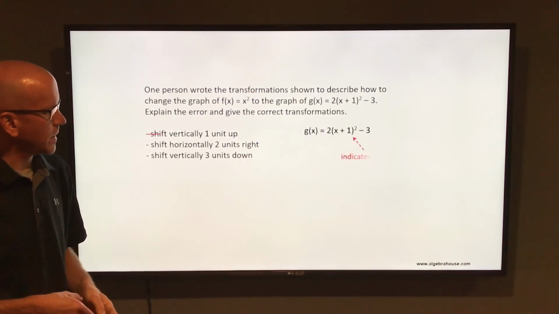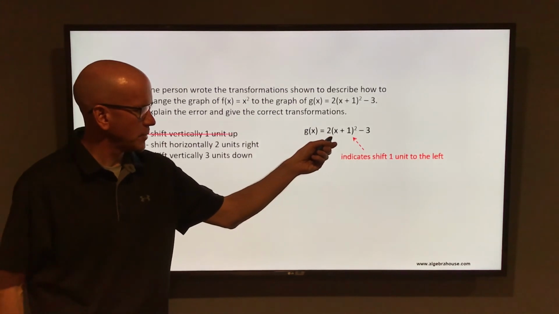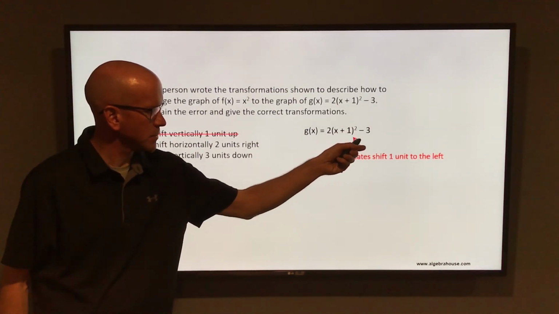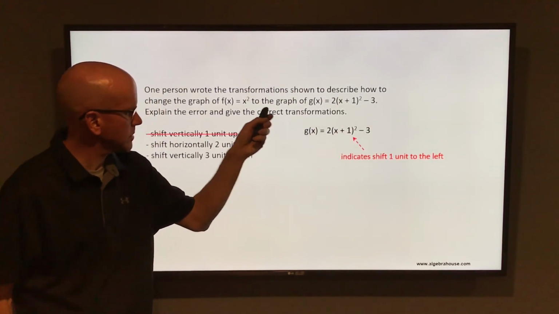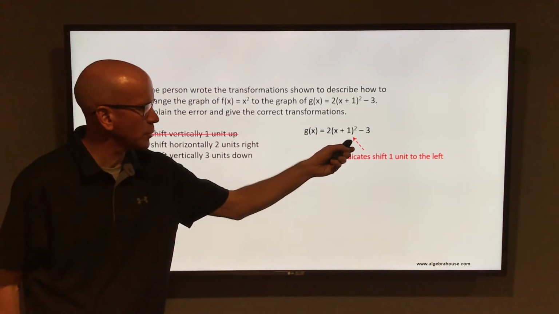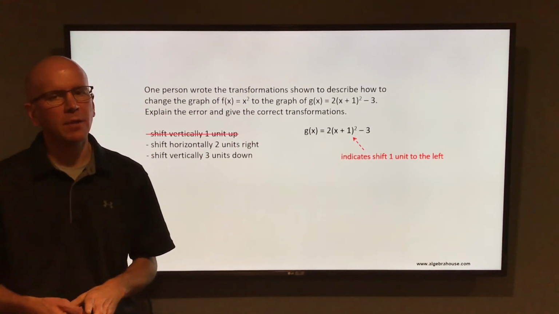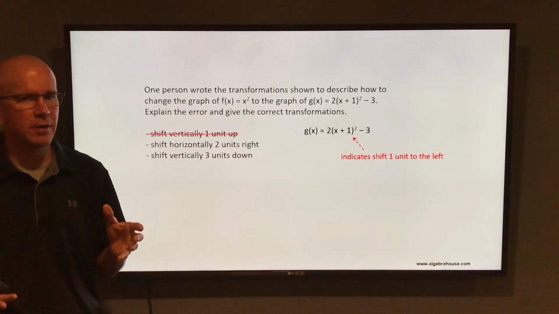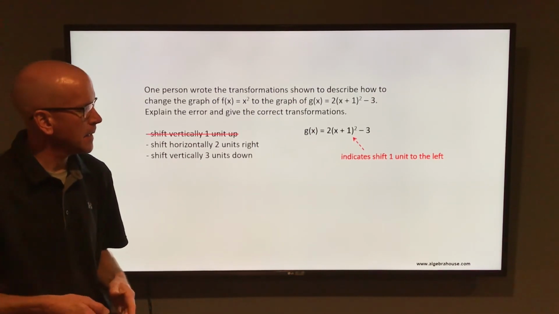If we go from f of x equals x squared to g of x equals 2 times the quantity x plus 1 squared minus 3, when you add 1 to the value of x, it's going to shift the graph to the left 1 unit. When you add to the value of x, it shifts the graph to the left.